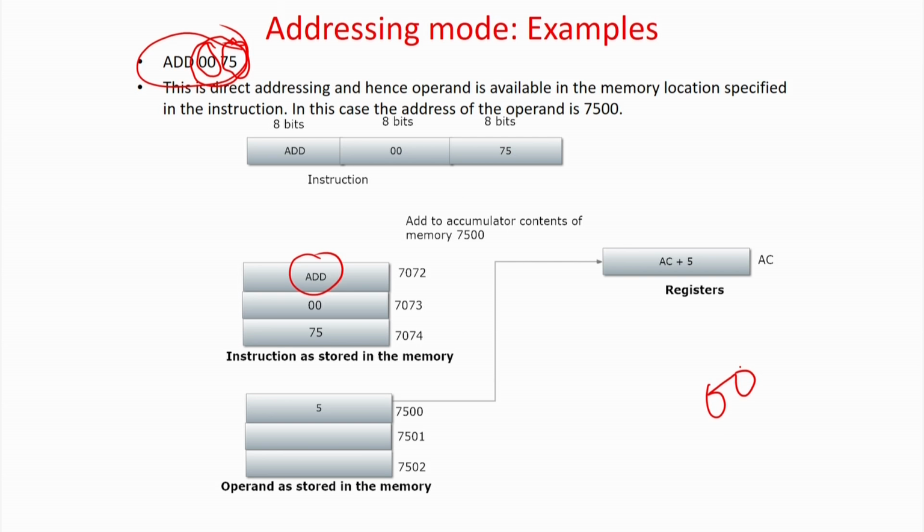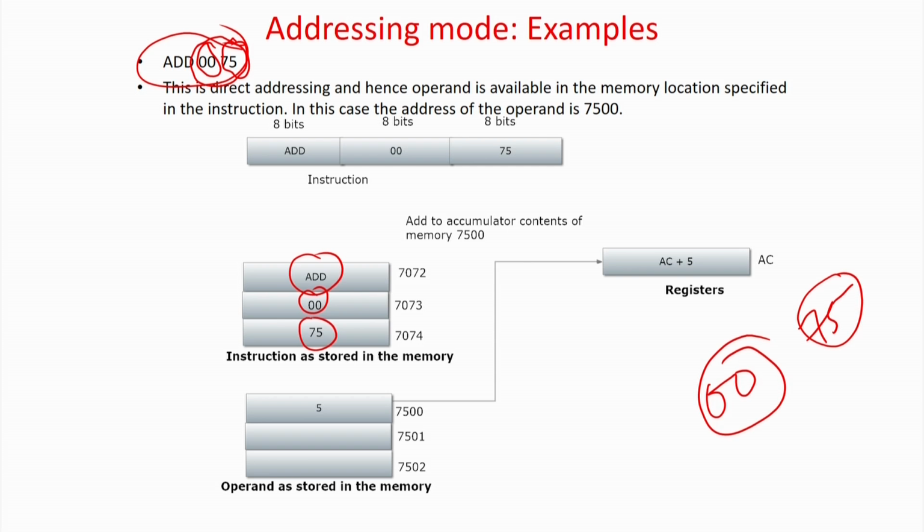00 is 8 bits, that is 00000000. 7 means 0111, and 5 is 0101. So, 00 and 75: this is taking 8 bits and this is taking 8 bits. So, this will again occupy 1 word space in the memory each. This is the opcode, then 00 is the LSB, and this one is the MSB of the address. So, it is stored over here.